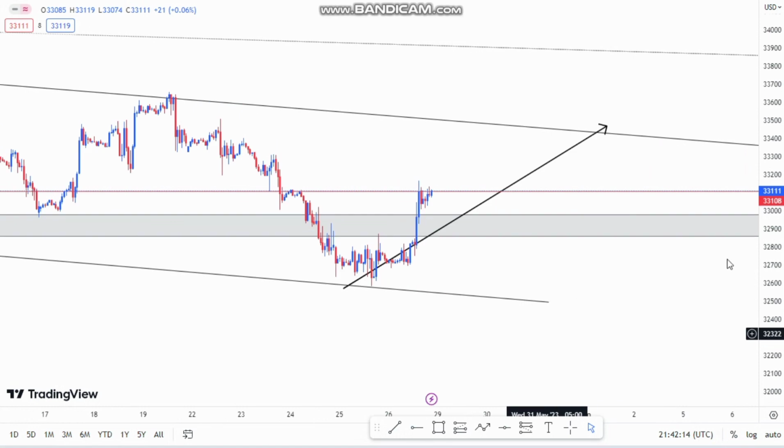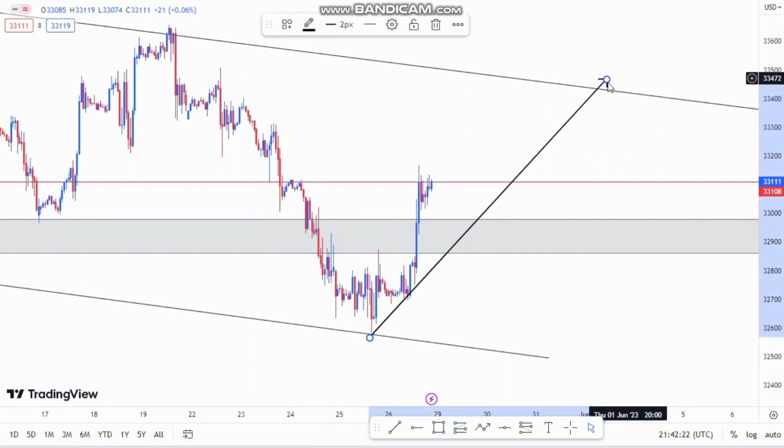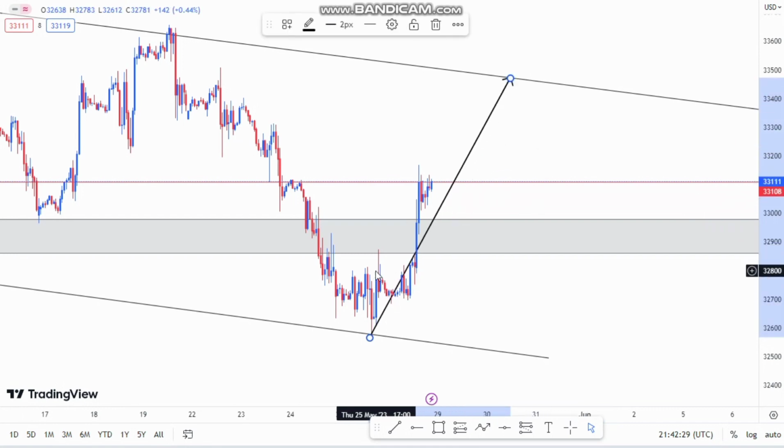But yeah, this is how we should trade US30. So on US30, I'm anticipating buy movements. If you did catch this early, you should have entered around this area here or here, and now be in some profits.